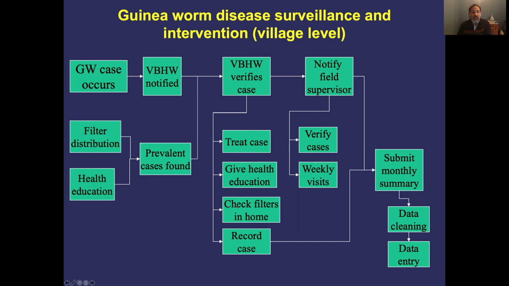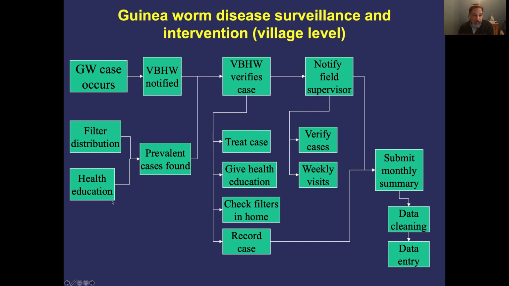They go through the process of checking in the home to make sure that they have filters available so that they can filter the water going forward. If they don't have them, they would provide them with filters. As part of the surveillance process, they record information about the case, and that information is submitted monthly. There's also a checks and balances process where there's a field supervisor who works with multiple village-based health workers and, through weekly visits, verifies the cases that occur.